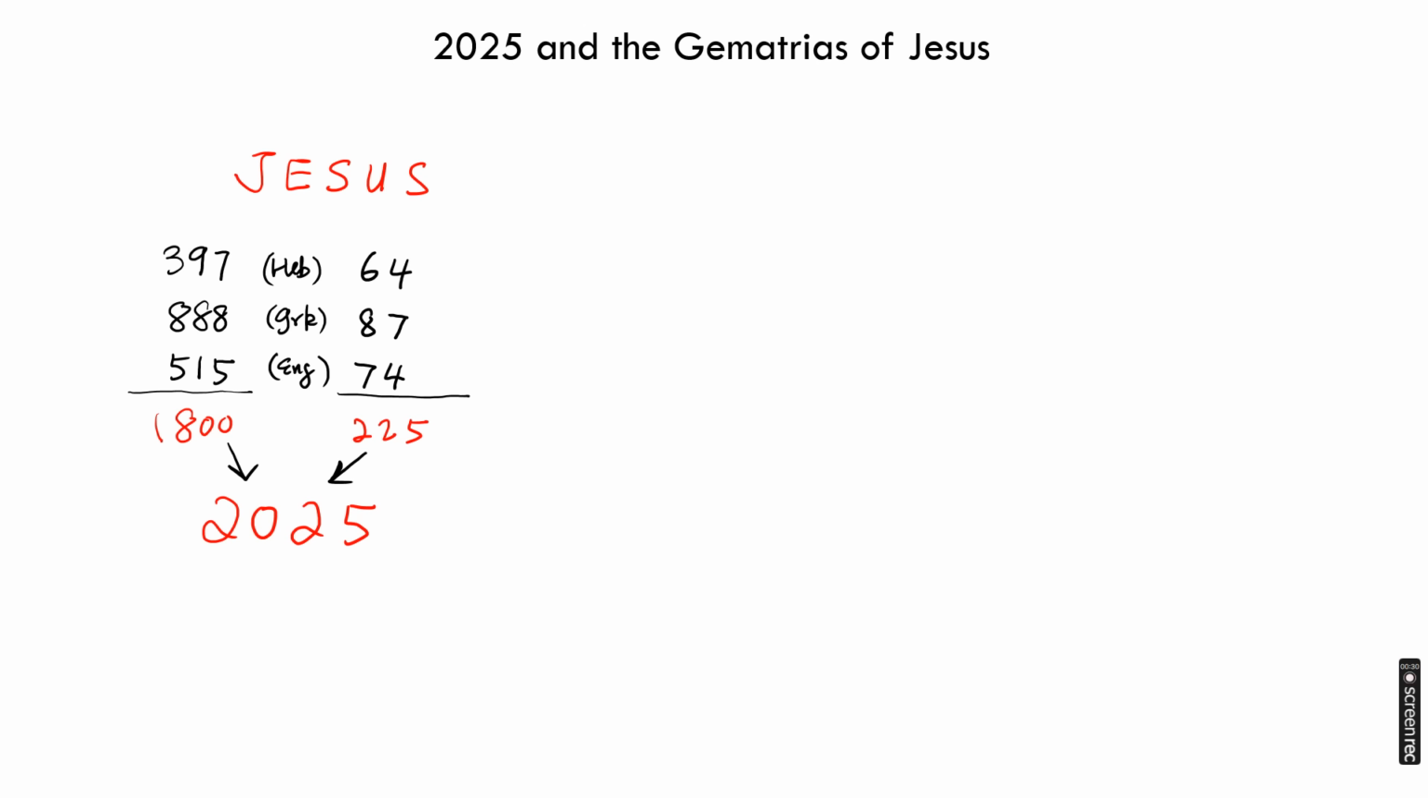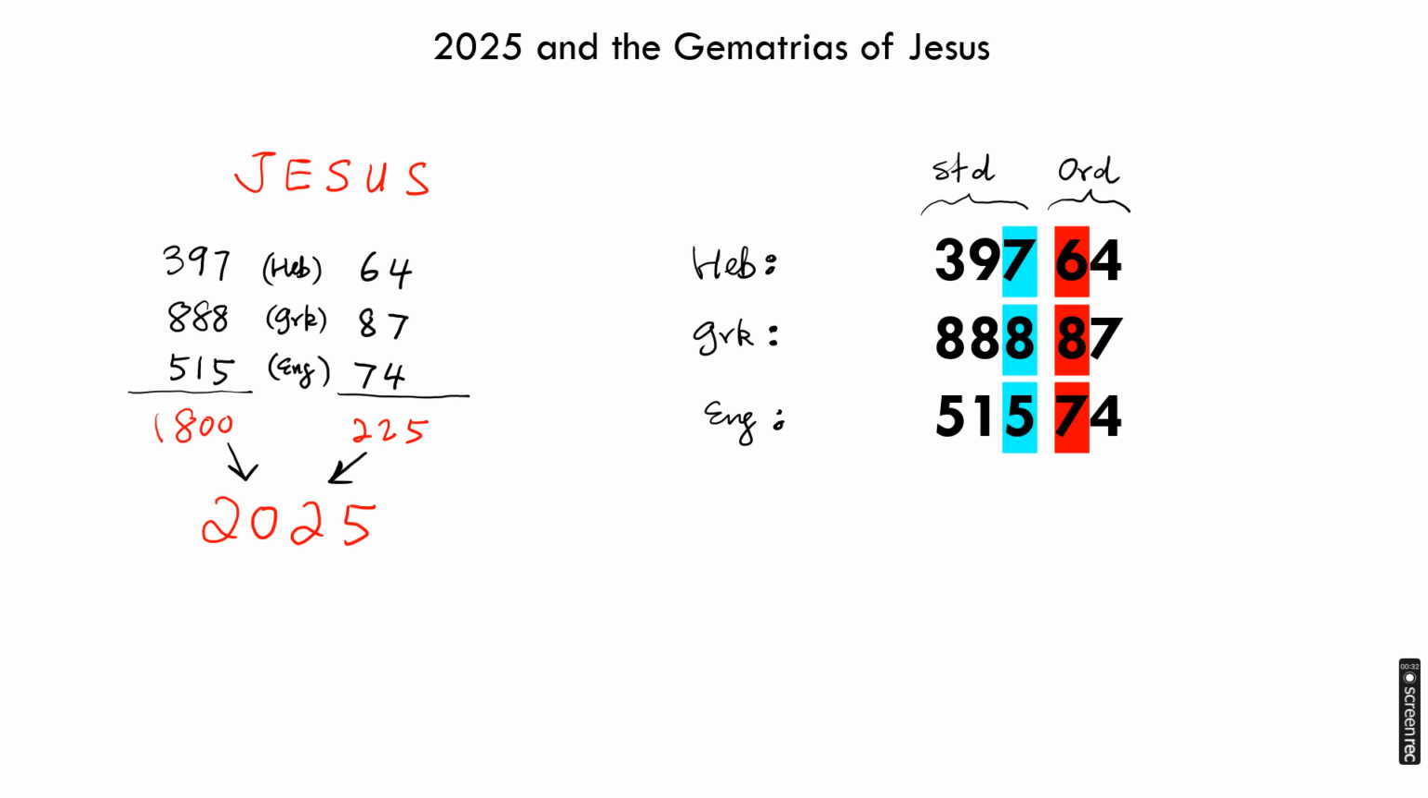set of numbers. For now, notice how in moving from the standard values on the left to the ordinal values on the right, there's a transition from the Hebrew year just past, that is 785, to the current Hebrew year 786.